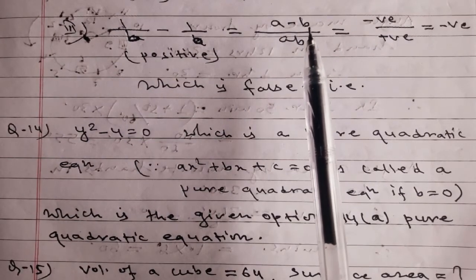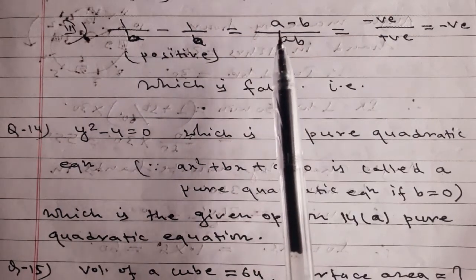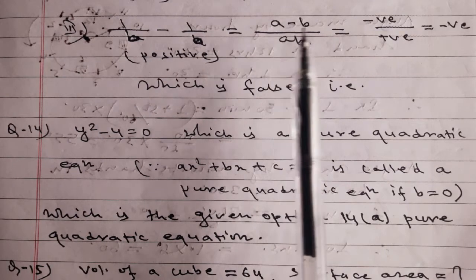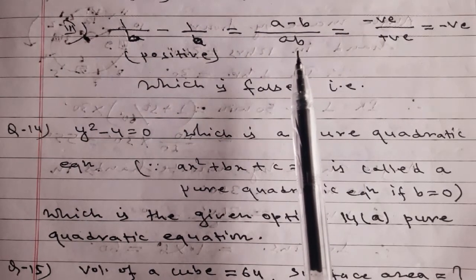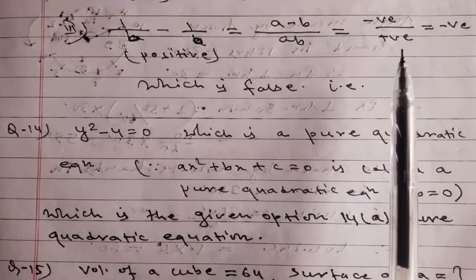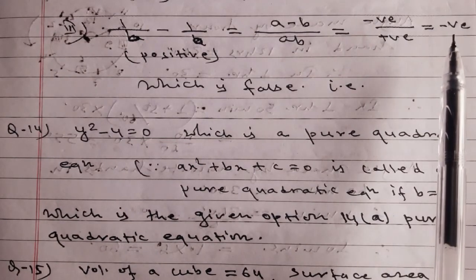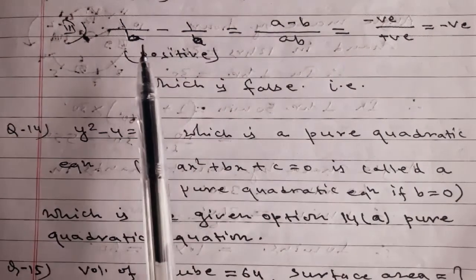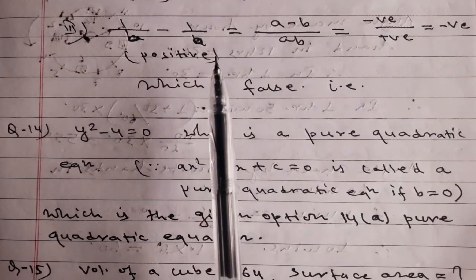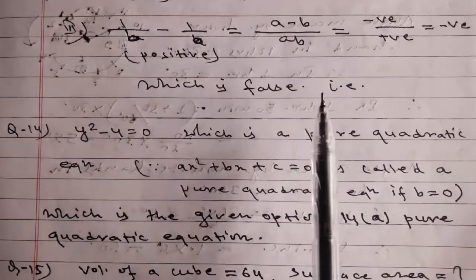We know that A is less than B. So the difference will be negative. If we take the difference between a smaller number and a greater number, then the difference will be negative. A and B are both positive numbers, and the product of positive numbers is again a positive number. Now when a negative number is divided by a positive number, we get minus. That means the quotient is negative. Therefore the value of 1 by B minus 1 by A is negative. The statement that 1 by B minus 1 by A is positive is not true, because we have got a negative value, which is false.